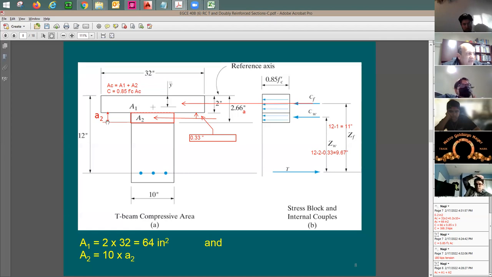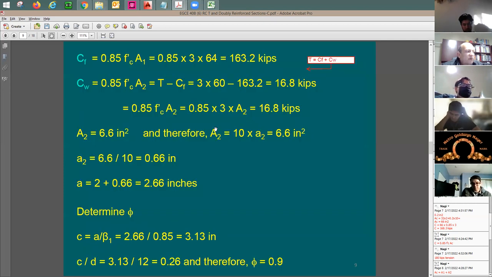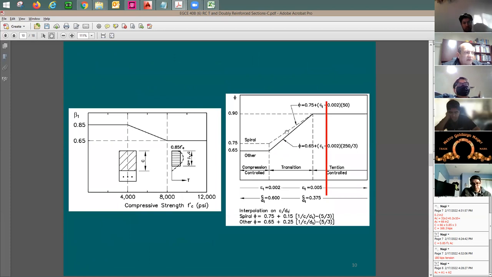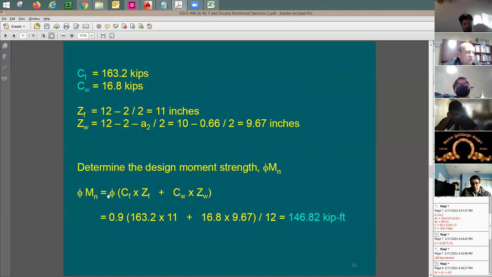If you take this lowercase a_2 and add it to the 2-inch flange thickness, you're going to end up finding a, the compression block depth. And once you have it, now you can solve for c lowercase, the neutral axis depth. And then you can do c over d, do the phi factor, and then at the end, you solve for the moment capacity.